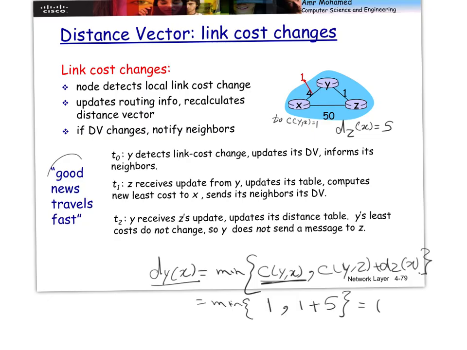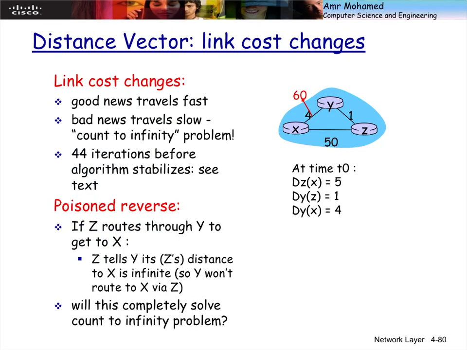And that's what this is trying to tell you, that good news travels fast. So if the link costs improve, we converge fast. Okay? That's good. So in 2 iterations, we were able to rectify the implication of that change. Let's see the bad news.